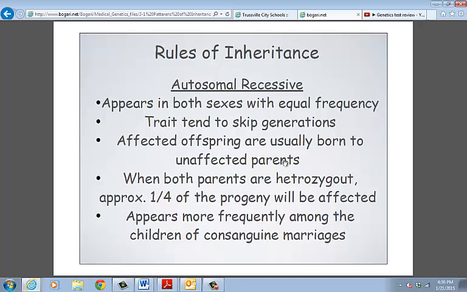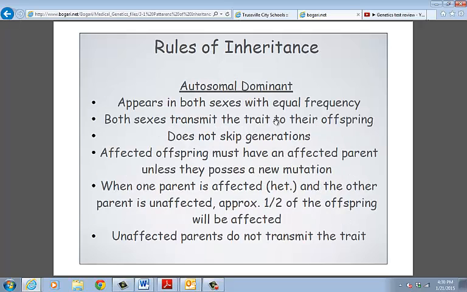The rest are important, but those are the keys. Autosomal dominant appears in both sexes with equal frequency, and it does not skip generations.